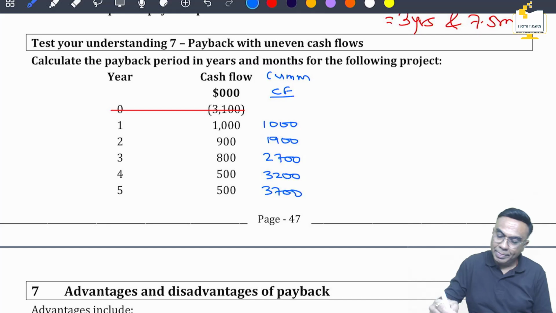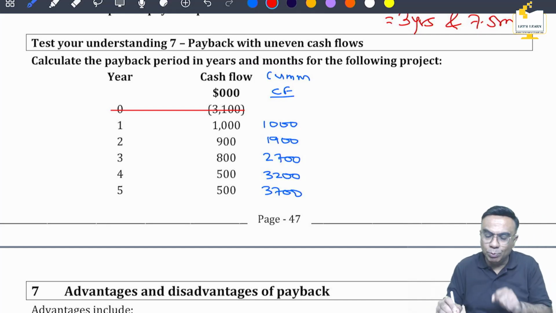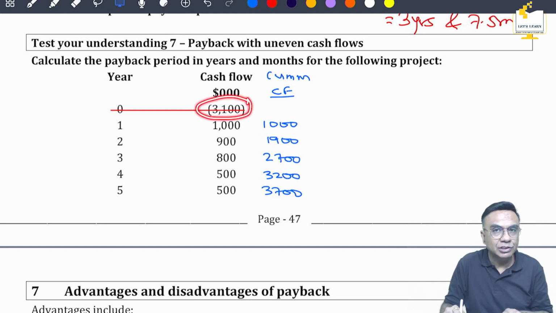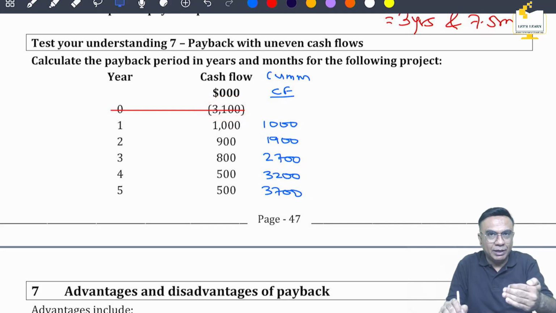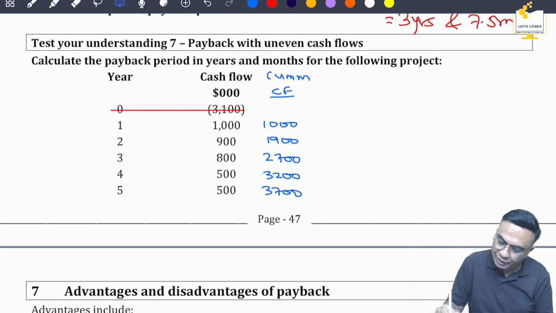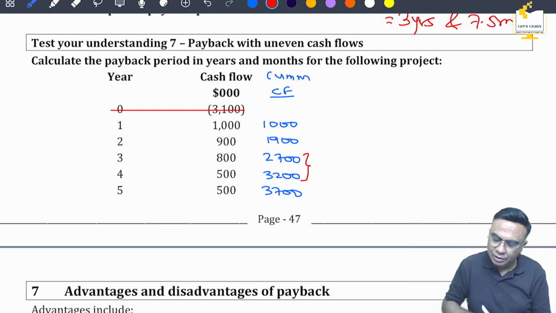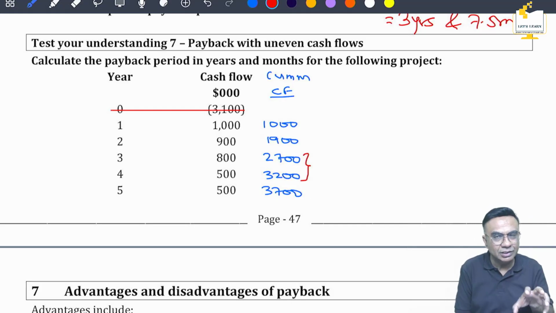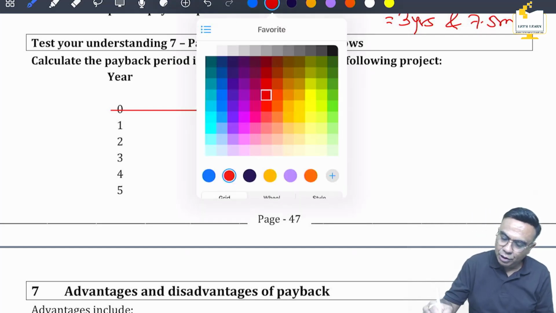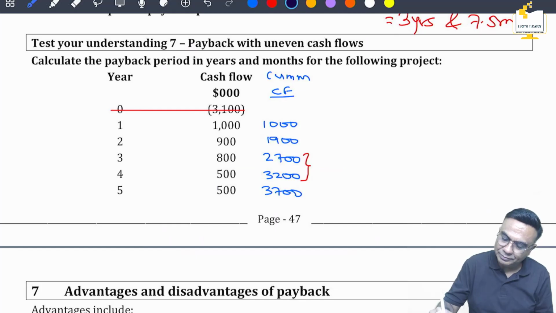Okay, now I want to recover how much? What is my outflow? 3100, which is in the bracket, and these are inflows. So 3100 investment, initial capital cost, will be recovered in how many years? Between the 3rd and the 4th year. So your answer is 3 years and some months, that is for sure. So how you are going to present this answer?